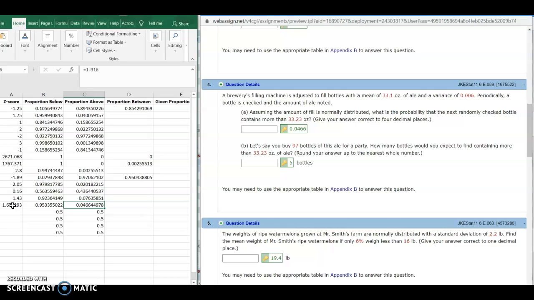How many bottles would you expect to find containing more than 33.23 ounces? Well, you've got to figure out what's 4.66% of 97. And you do that by merely taking 97 times that proportion above that you just calculated in part A.